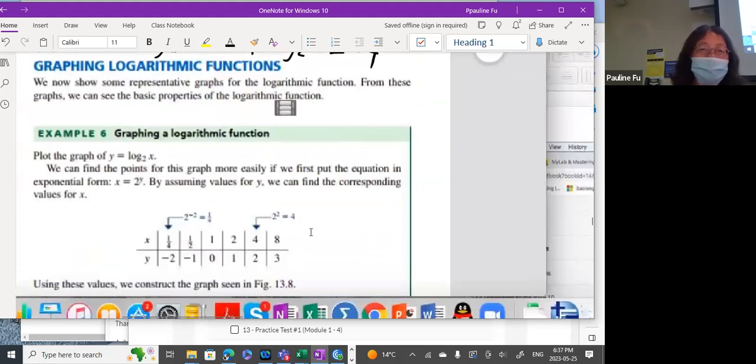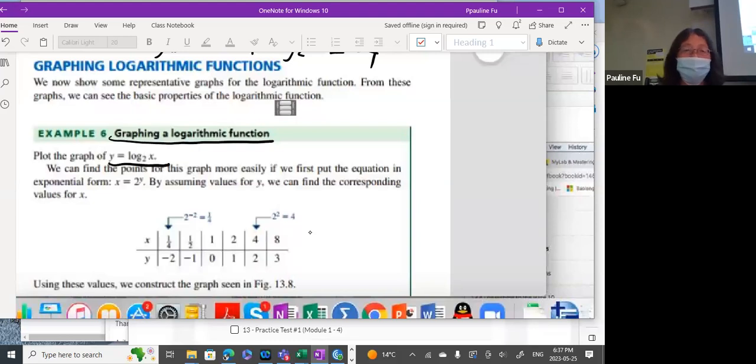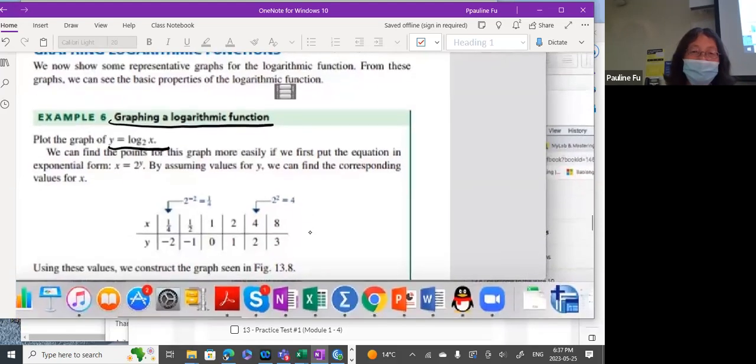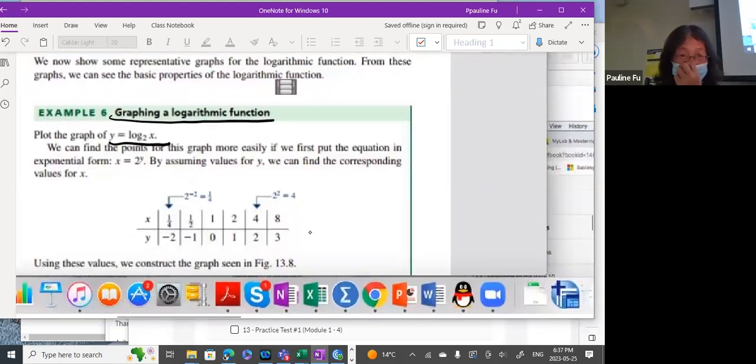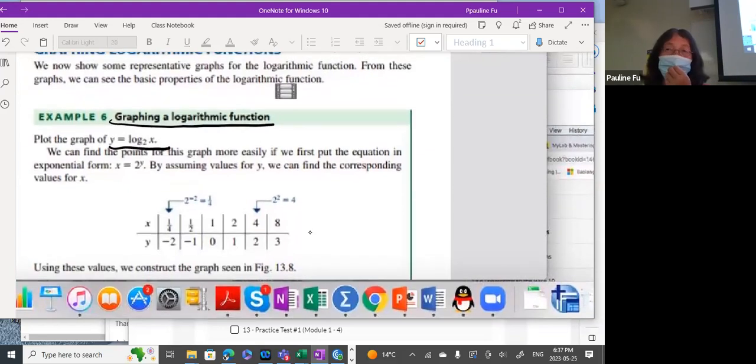Now let's graph the logarithmic function. Graph y equal to log 2 x. Are we just choosing any arbitrary values? Yeah, you can choose any arbitrary value for x. Just pick a couple of them. Do not pick just two. Pick at least 5, 6, 7 points. At least 6 points for x.